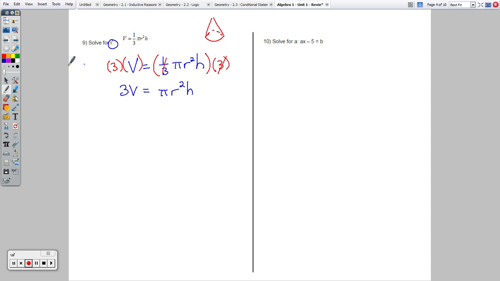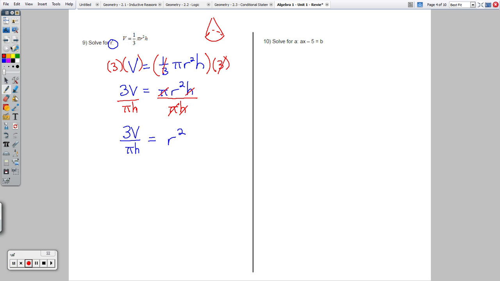We're solving for r. So if I divide both sides now by anything that's not r here, I've got pi times r squared times h. To undo those multiplications of pi and h, I can divide. The pi's will cancel and the h's will cancel. If I divided by pi and h over here, I've got to do the same thing over here. Divide by pi and divide by h. That leaves me with 3v divided by pi h equals r squared.